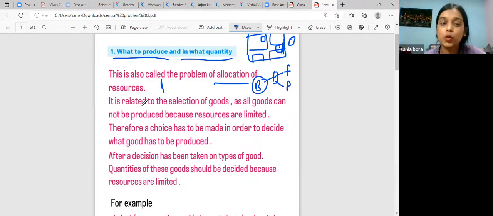Okay. So what is this? This problem is related basically to selection of goods, right? Why? As all goods cannot be produced because resources are limited. Therefore, a choice has to be made in order to decide what good has to be produced, right? After the decision has been taken on types of goods, quantities of this good should be decided because resources are limited. Clear? Yes, clear. Okay.